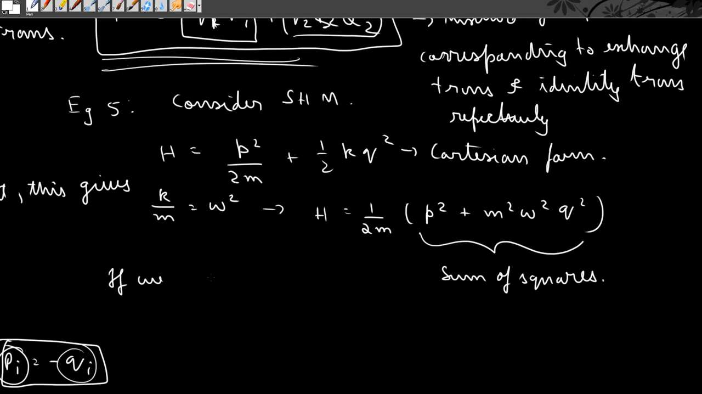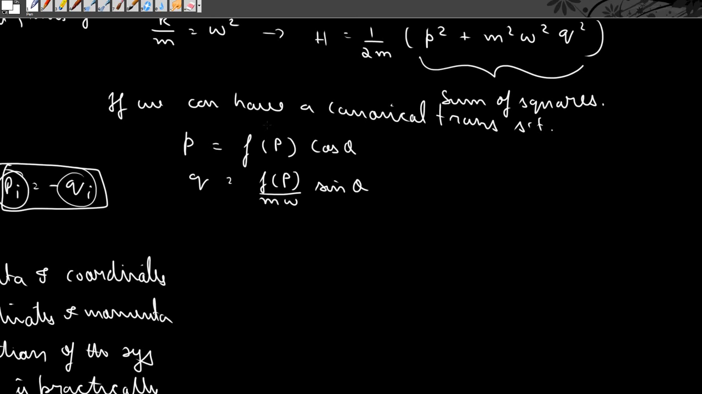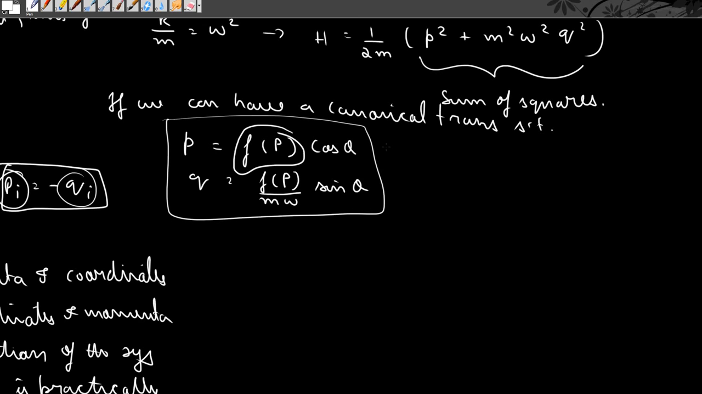So if we can have a canonical transformation such that our old coordinates are related to the new coordinates by p equal to some function of the new momentum, f of P, times cos Q, and q equal to f of P by m omega sin Q. Now here we are assuming this is a canonical transformation, and to find this transformation we need to find the form of this f of P. We are assuming this type of transformation because if we do this, our Q will be cyclic in the Hamiltonian, which means our new Hamiltonian will be independent of Q.